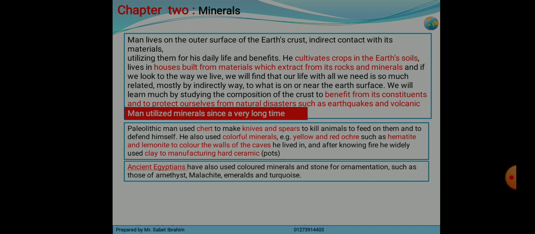Ancient Egyptians. We know that the Egyptians built a great civilization through the last 5,000 years. Ancient Egyptians also used colored minerals and stone for ornamentation, like amethyst, malachite, emerald, and turquoise.